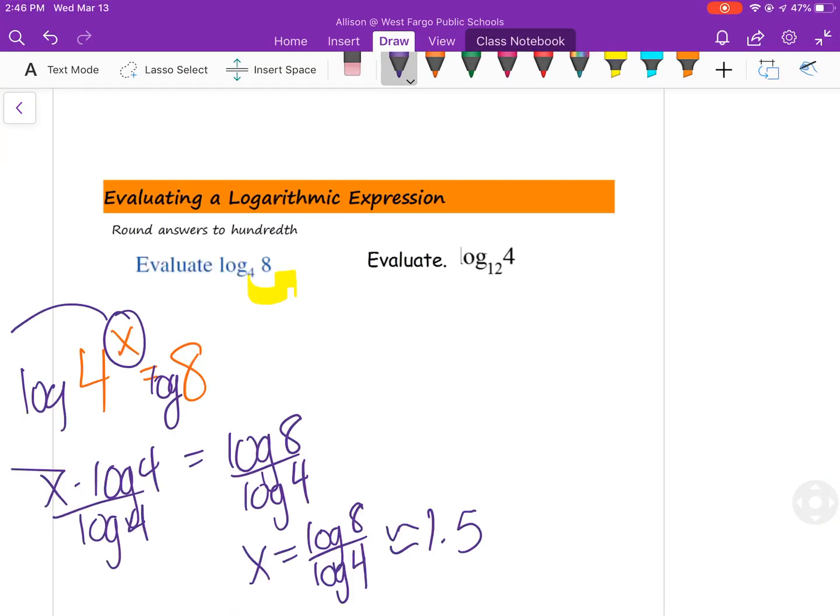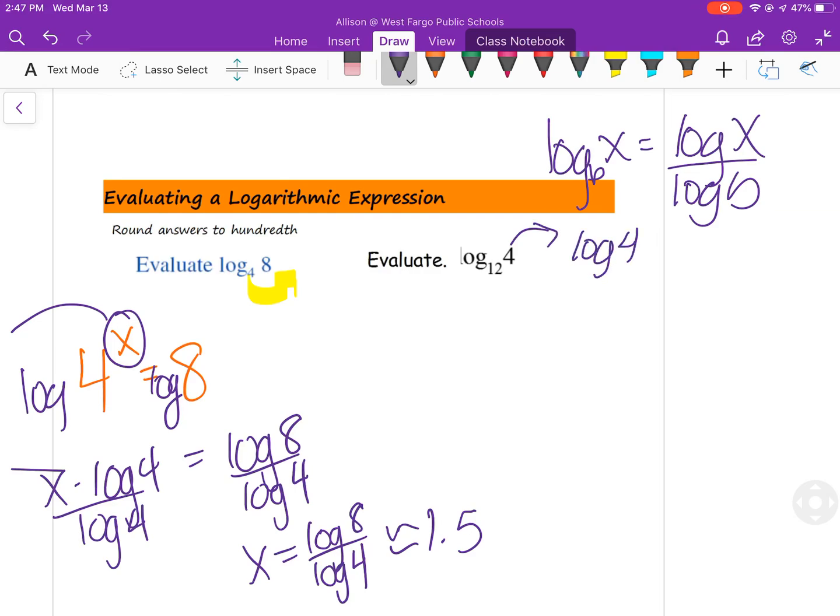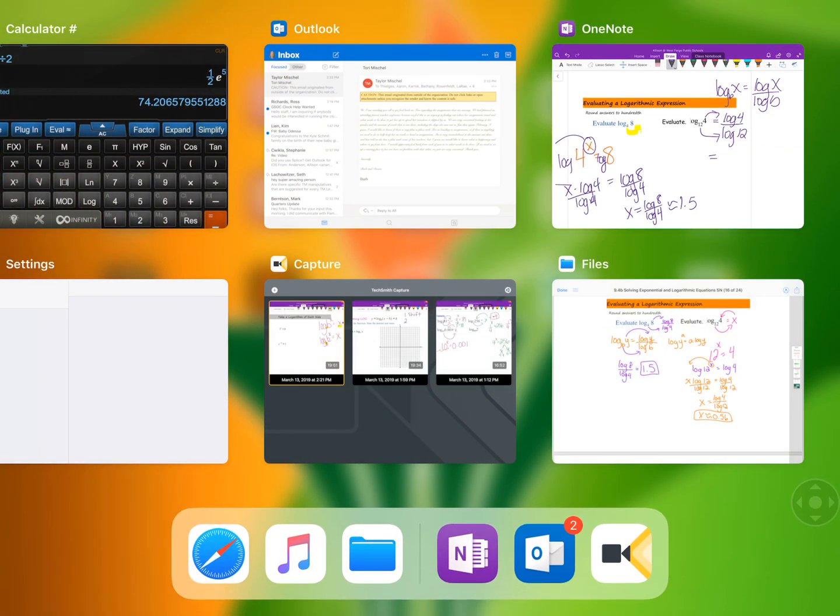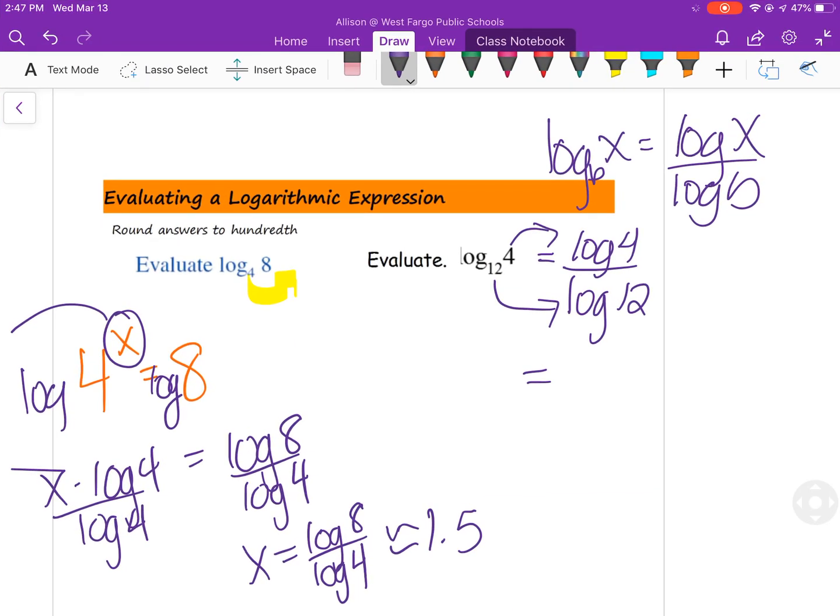1.5. Or you can use the change of base formula that says that if you have log base b of x, for example, that's the same thing if you change it back to log base 10 of log of x divided by log of b. So it just changes it right back. The big one goes on top, so you got log of 4, and then the base goes on bottom, log of 12. So log base 4 over log base 12, and that's approximately equal to 0.56.